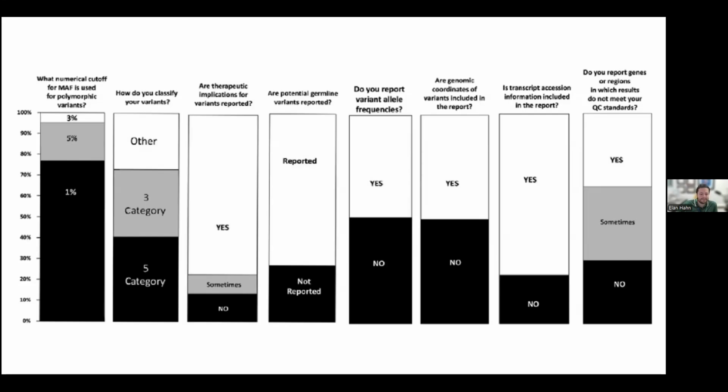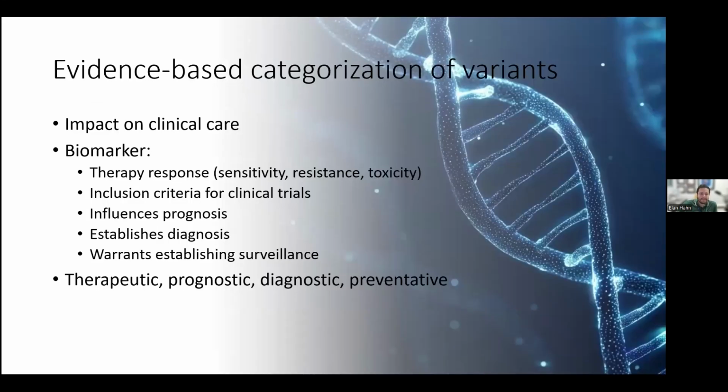or targeted regions. So this was really meant to be an evidence-based categorization of variants looking towards impact on clinical care of these variants. And something would be considered a biomarker if there was evidence of a therapeutic response, if it was an inclusion criteria for clinical trials, if it influenced prognosis or established a diagnosis or warrants establishing surveillance for a potentially germline risk allele or risk gene.